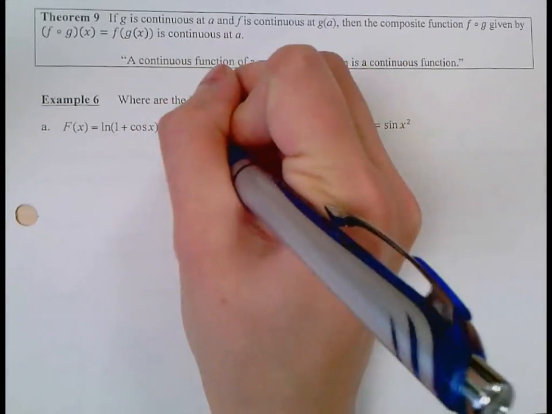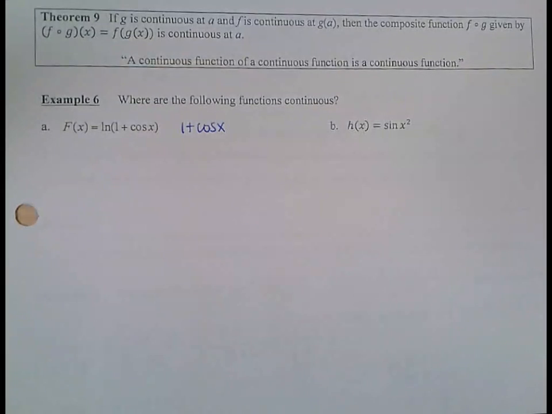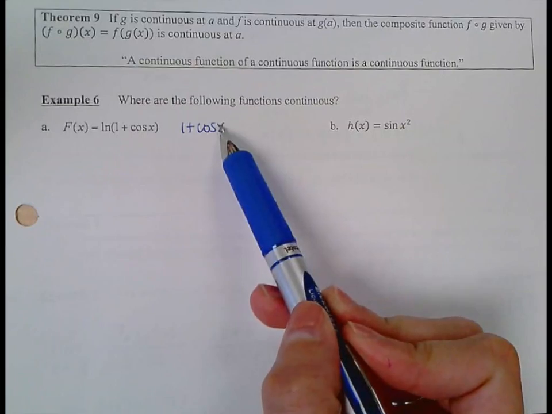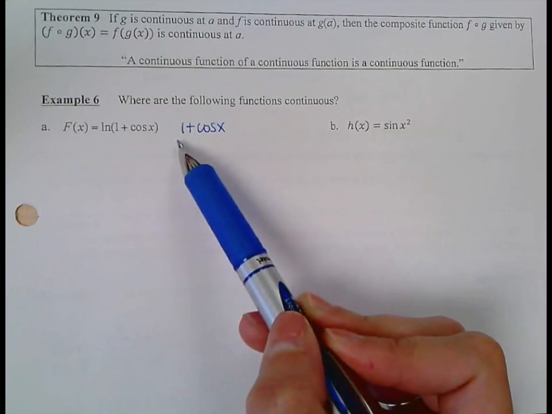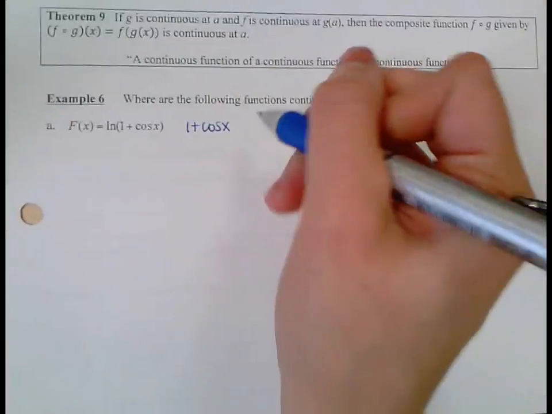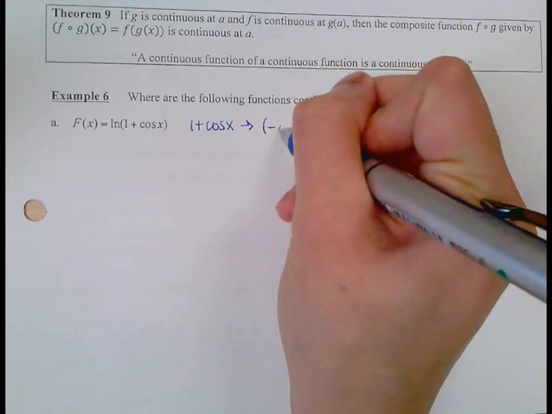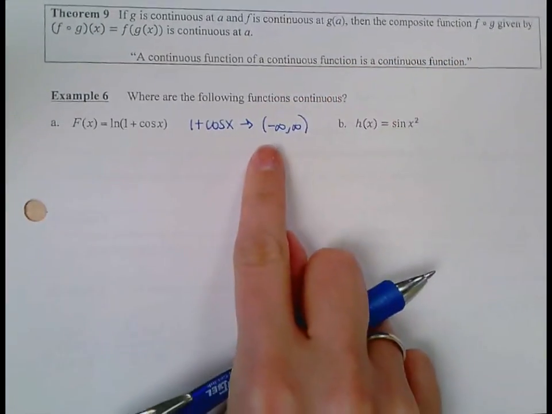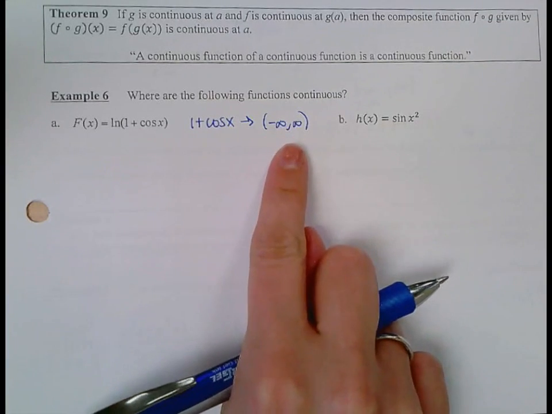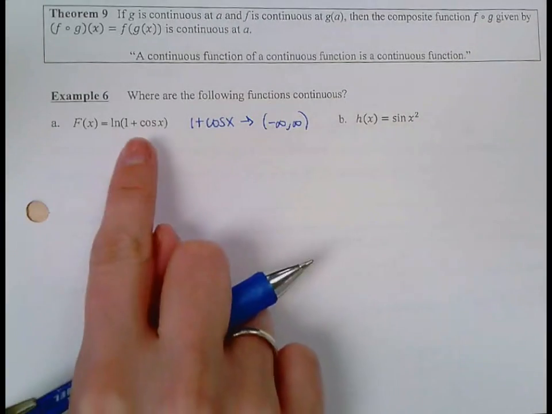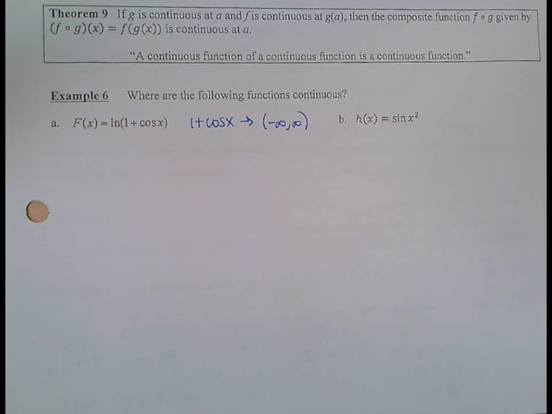1 plus cosine of x, any ideas where that would be continuous or what the domain would be? All real numbers. So cosine of x, domain is all real numbers. If you're just adding 1 to it, it's still going to be continuous everywhere. So this is continuous on the interval negative to positive infinity. If this had a restricted domain, a restricted interval for continuity, that would then restrict the overall function as well. So if the outer function was continuous everywhere, it would be restricted by the function that's inside.